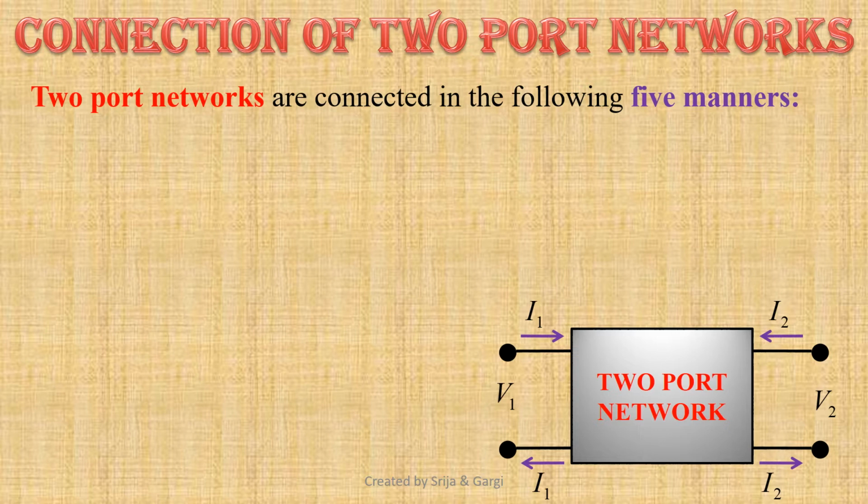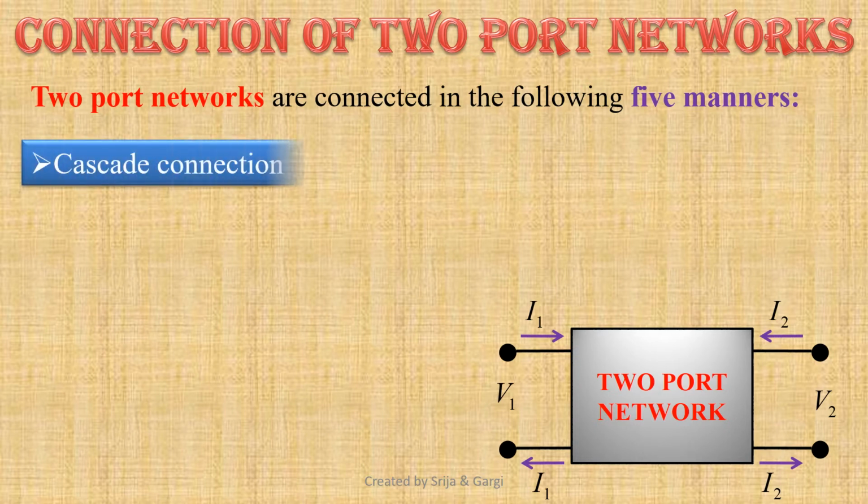When we connect the output port of one two-port network to the input port of another two-port network, we call it cascade connection. It is the simplest method and a very popular one. The overall transmission parameter matrix for cascade connected two-port networks is the matrix product of the transmission parameter matrices of each individual two-port network connected in cascade.